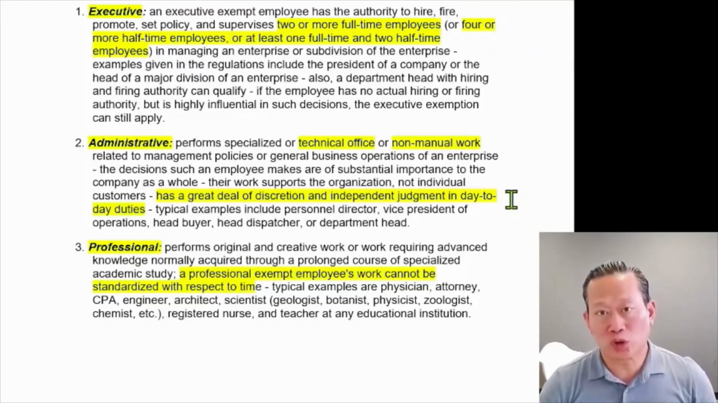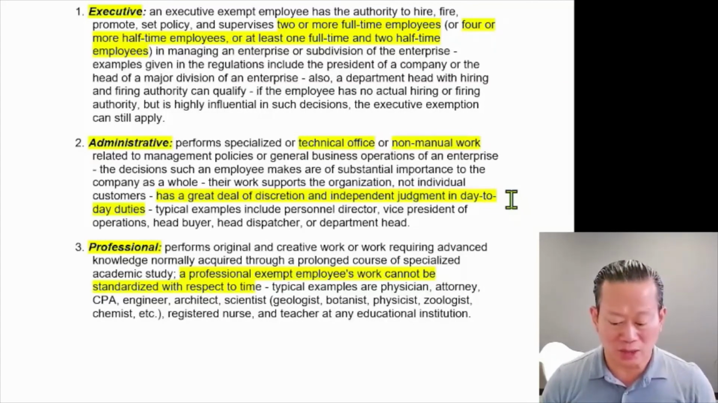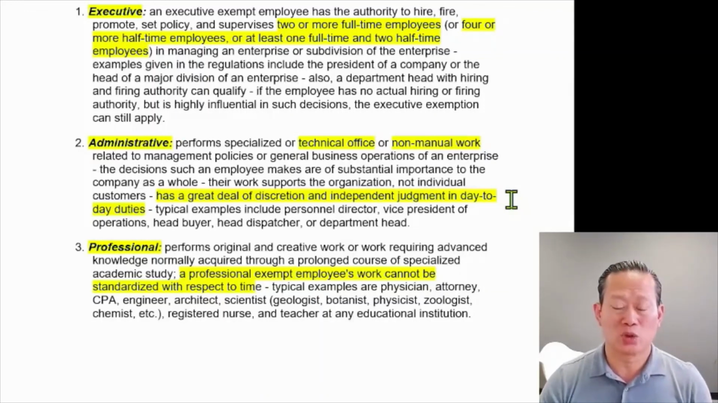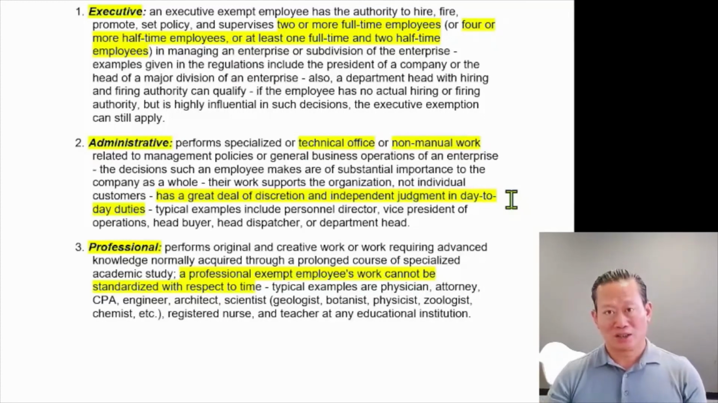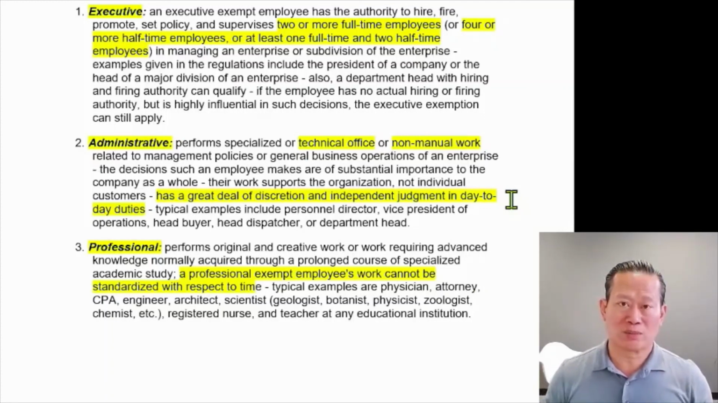The same thing goes for nurses. If you have a nurse that's working for an insurance company and they are not performing nursing duties or utilizing their training, their medical knowledge, but they're just reviewing files using set procedures and policies and parameters set out by the insurance company, then that person is not exempt under the professional exemption.